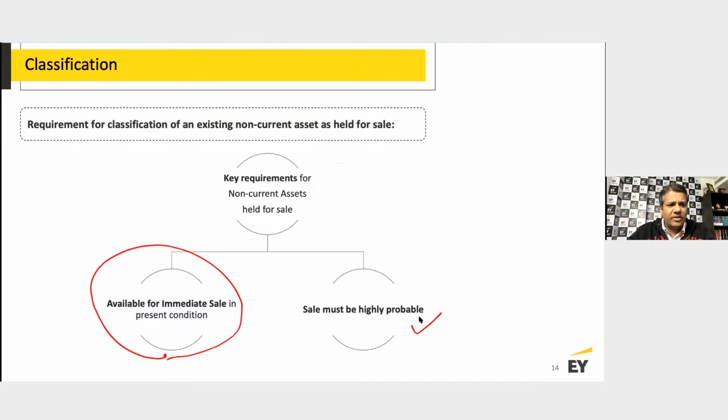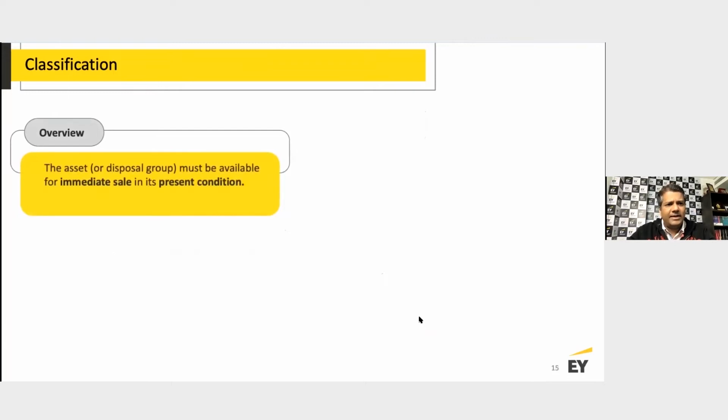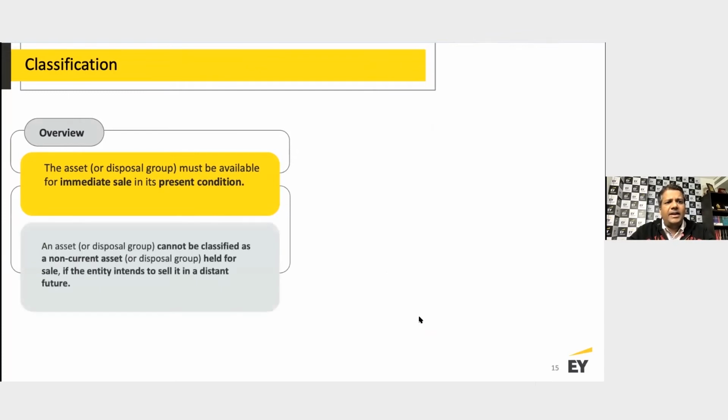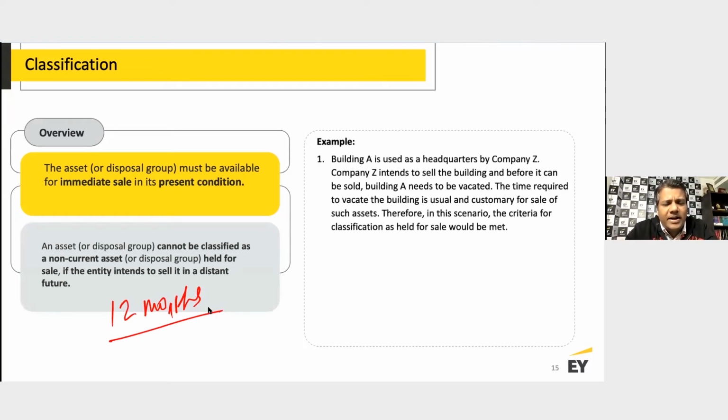All right, so it's available for immediate sale in its present condition. That's the important thing. The asset must be available for immediate sale in its present condition, and the asset cannot be classified as a non-current asset held for sale if the entity intends to sell it in a distant future. That means it has to be sold in the near future, and the near future is generally defined as 12 months. The sale is highly probable and you should be able to realize this over the next 12 months. Okay, let's take an example.